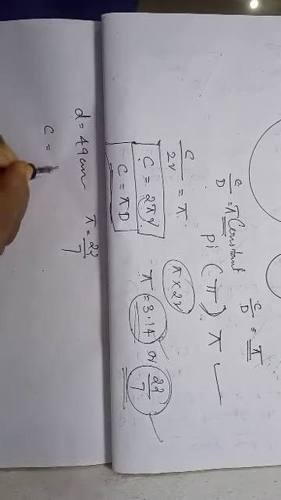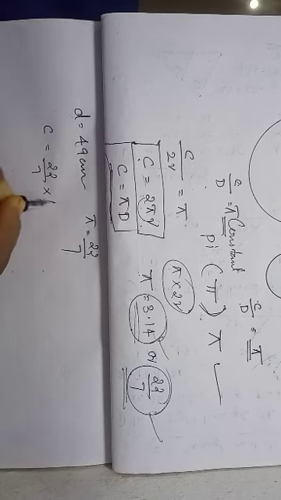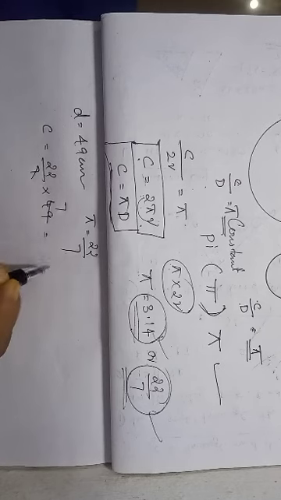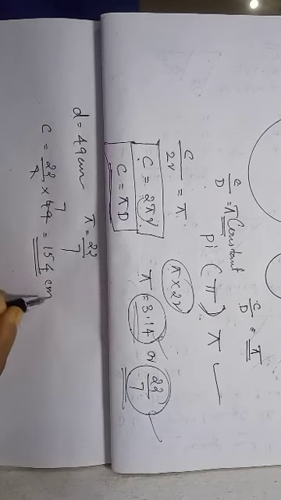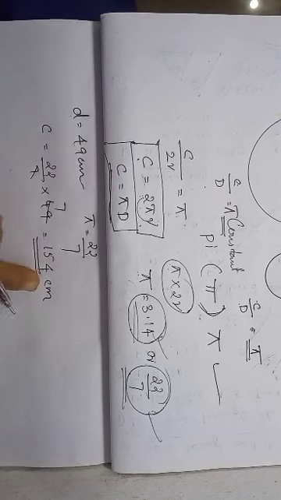C is equal to pi, 22 by 7, into d, 49. 7 7s are 49. 2 7s are 14, plus 1, 154. This is in centimeter, so circumference is also in centimeter because d is in centimeter. Okay.